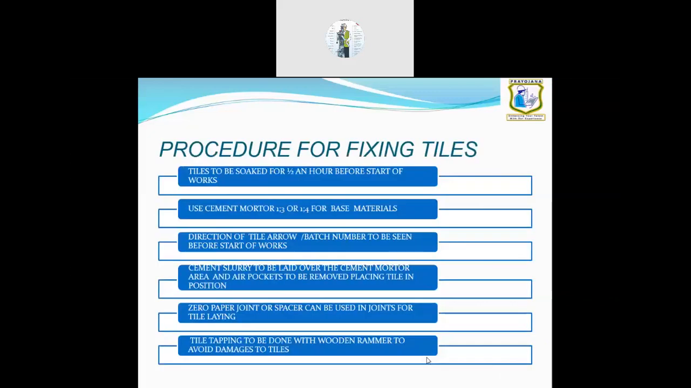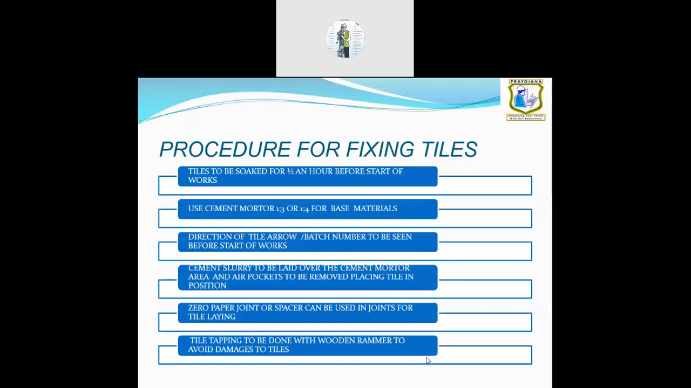Procedure for fixing tiles. The tile should be soaked half an hour before the start of construction operations. You can use a cement mortar of 1:3, 1:4 or 1:6 for the base material, depending upon the quality. Usually for dado we use 1:3 or 1:4. For flooring we use 1:6 only, a higher grade is not required.